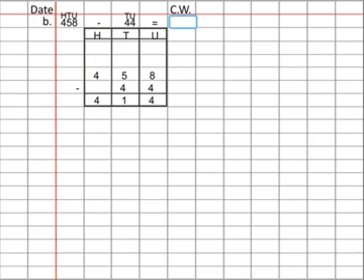458 minus 44 is equal to 414, or 44 subtracted from 458 is equal to 414. Children, remember to erase the initials of the place value. C.